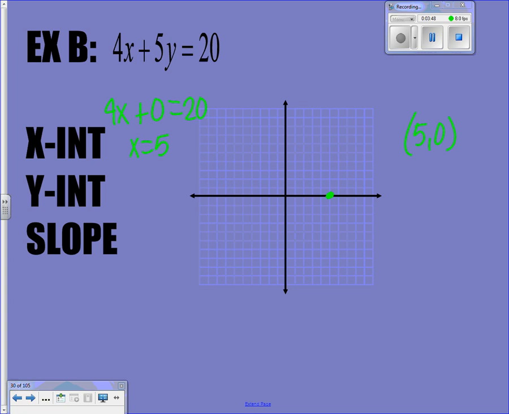Now I'll do the y-intercept, which means I'm solving for y. So I'm going to say 0 plus 5y equals 20. This time I would divide each side by 5, so I would get y to equal 4.